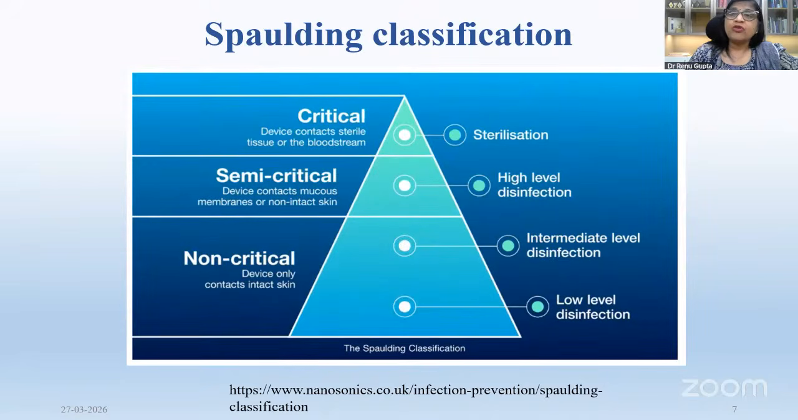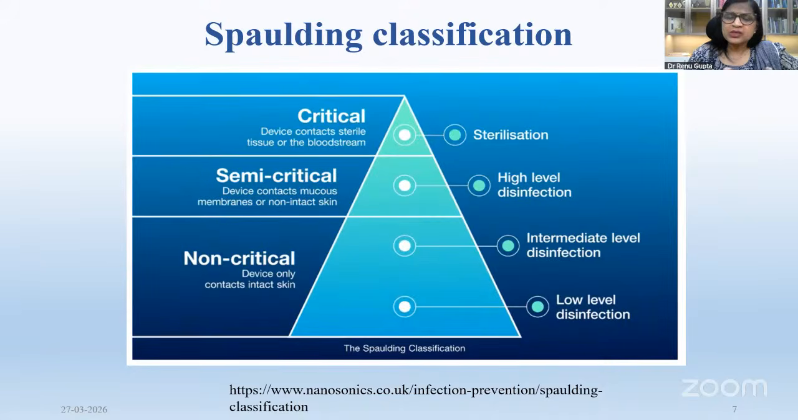But if any of the devices is entering your mucous membranes, like your endoscopes, coming in contact with the mucous membrane or skin which is abraded or not intact, then you need high level disinfection. It means you need fewer microorganisms, but some spores may still be present. We still need good quality, a little less than sterilization.